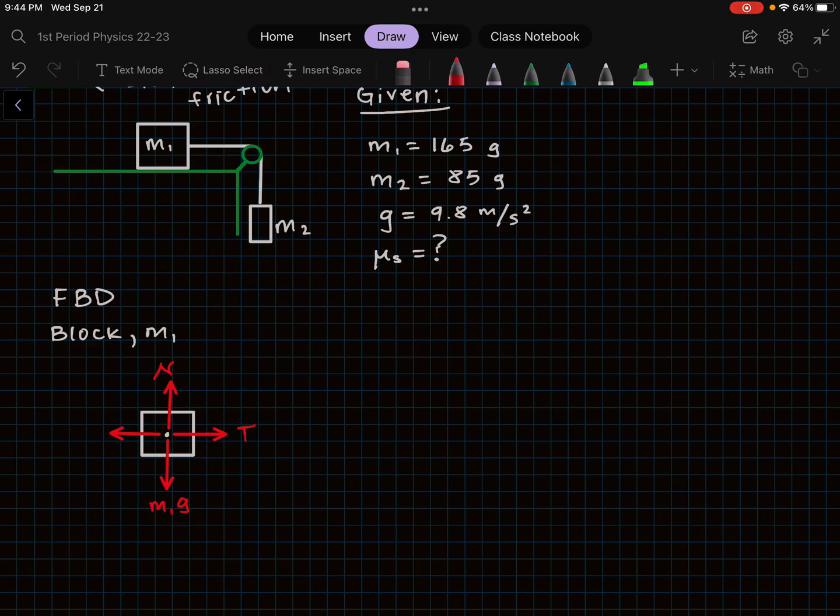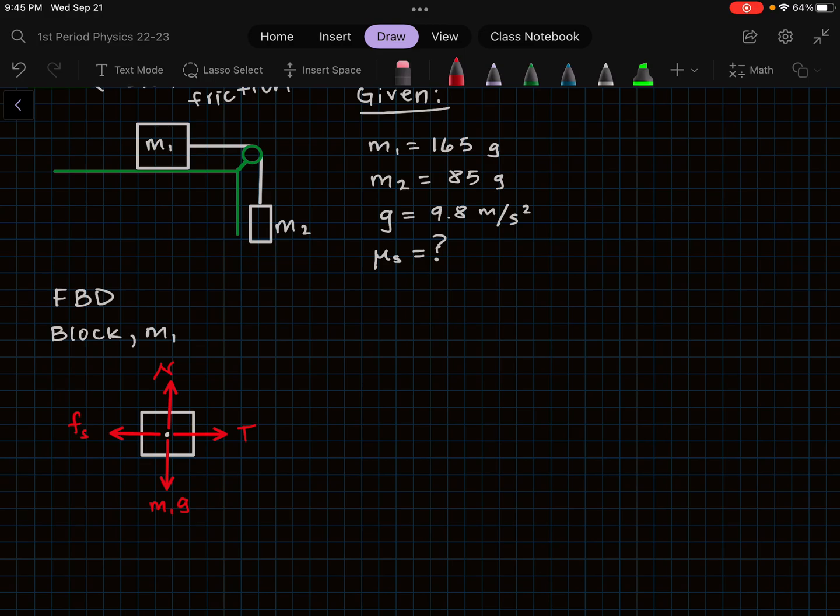Now, normally we write force of friction like this, right? F sub F. But since we have so many forces, so many F's, I'm going to use just a lowercase f for force of friction, and then add a subscript S. This is the force of static friction. Okay, that is our free body diagram for block or mass 1.